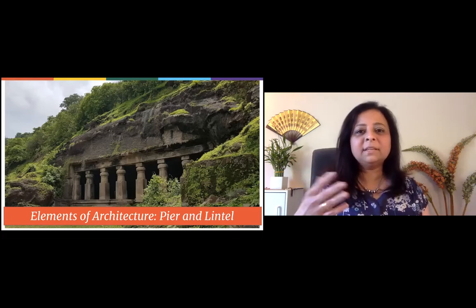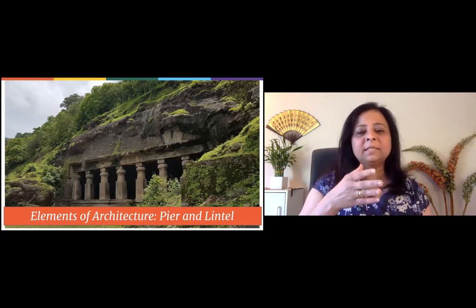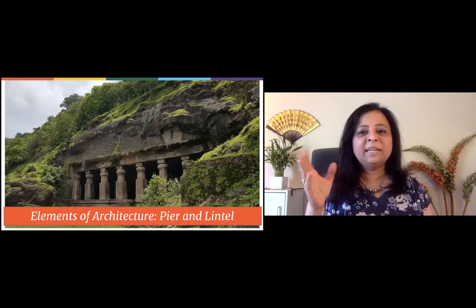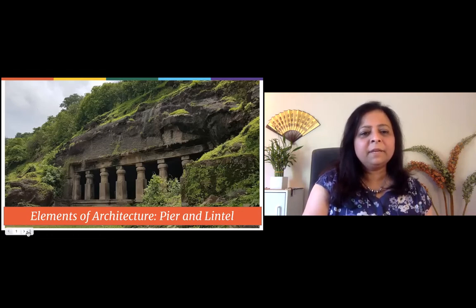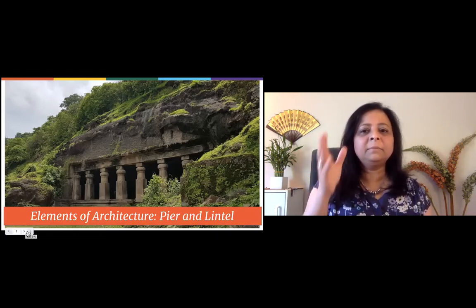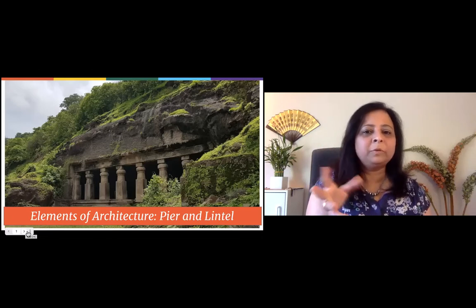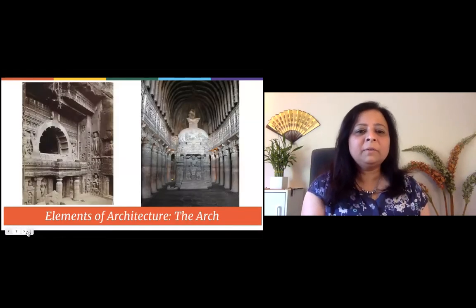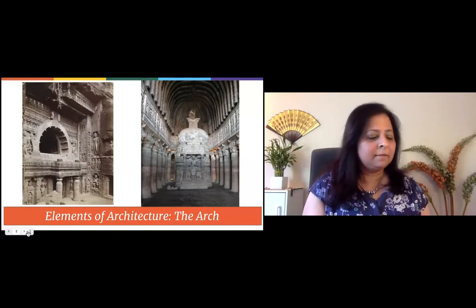And so here you can see the very basic column made of stone, and it's really just spanning the opening of the cave. It's not very sophisticated, but it has a rhythm. You can still see how beautifully those columns are carved and the proportions of the columns. Now here is the third element that Louis Sullivan talks about, and he talks about the arch.